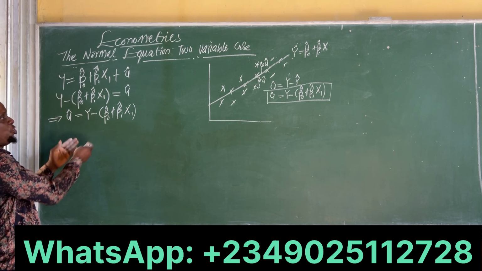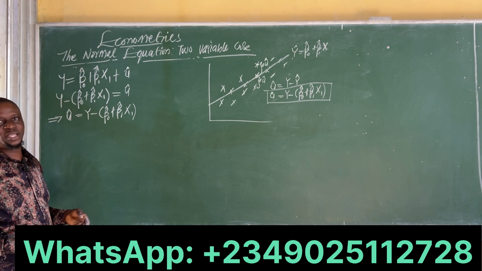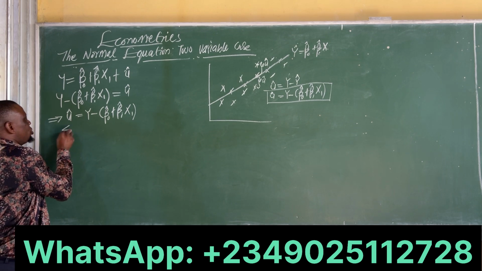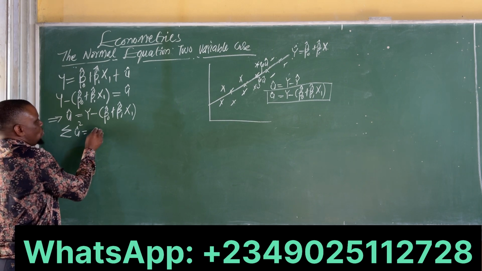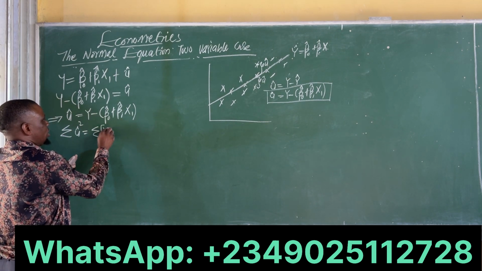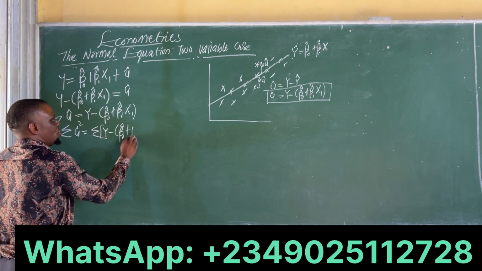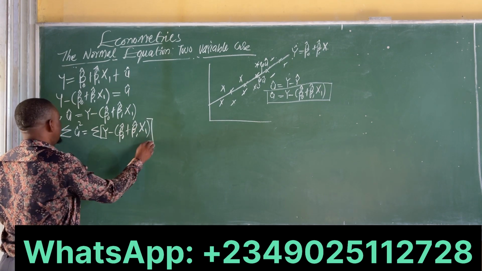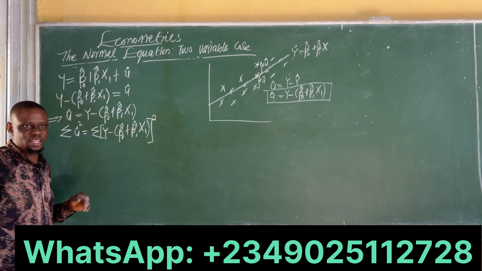The next thing to do here is to do what? Sum the square of both sides. And if we are to sum the square of both sides, it means that we will have summation of u hat square is equal to, so we also have summation of the whole of this. So let's put it in bracket and say y minus beta 0 hat plus beta 1 hat x1. And then because we square the left-hand side, we're also going to square the right-hand side.